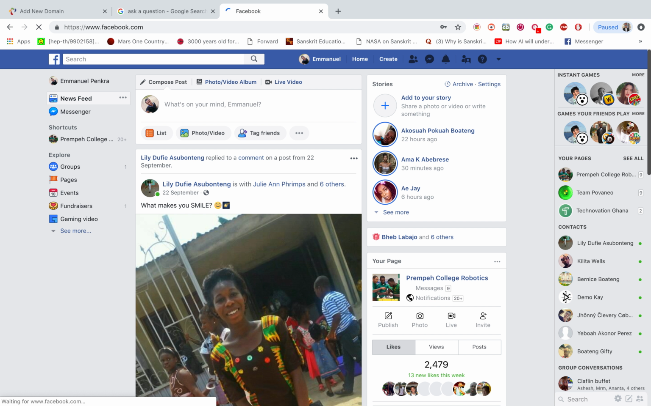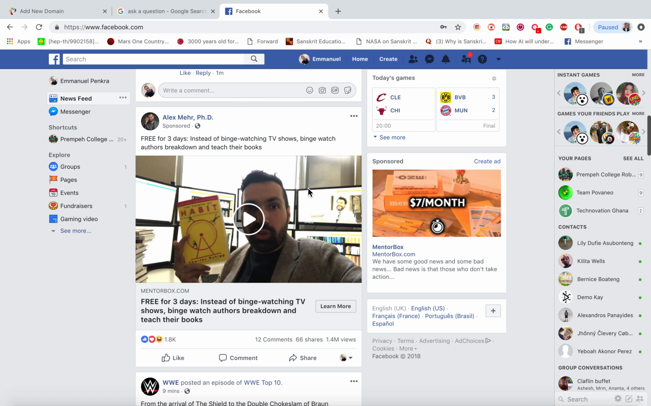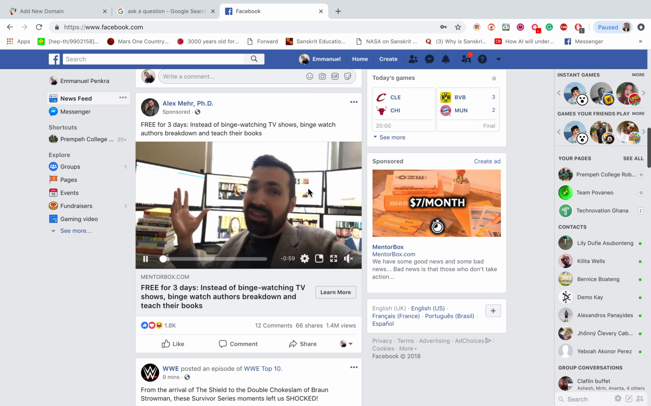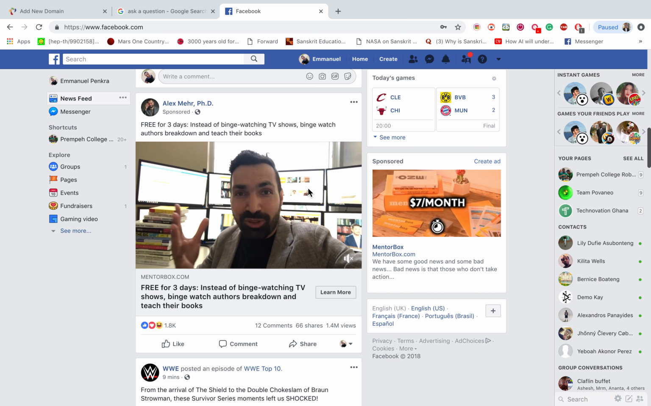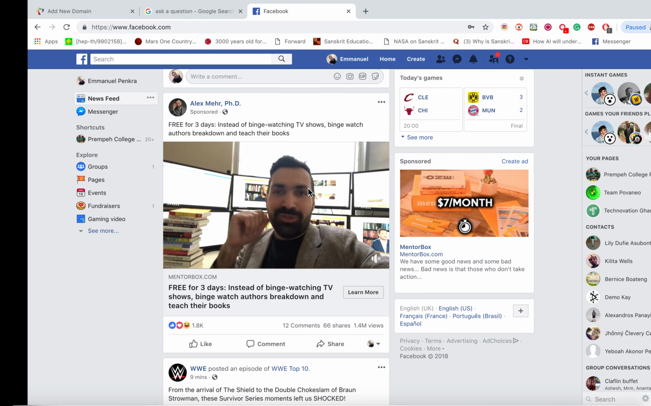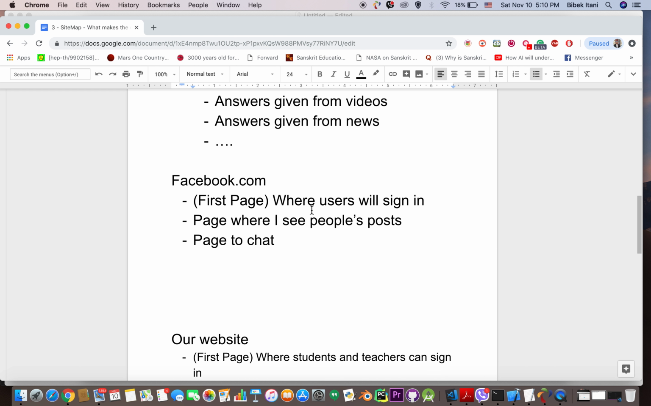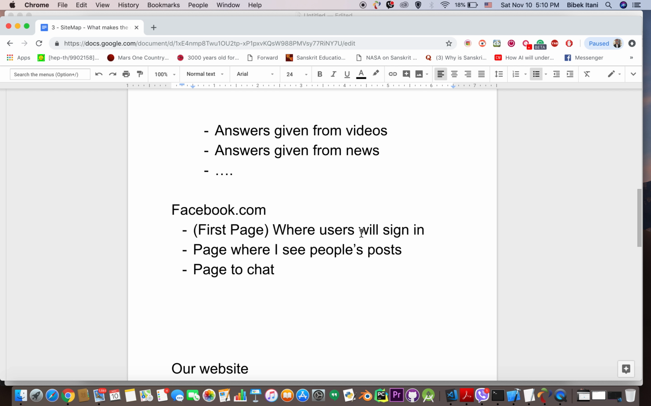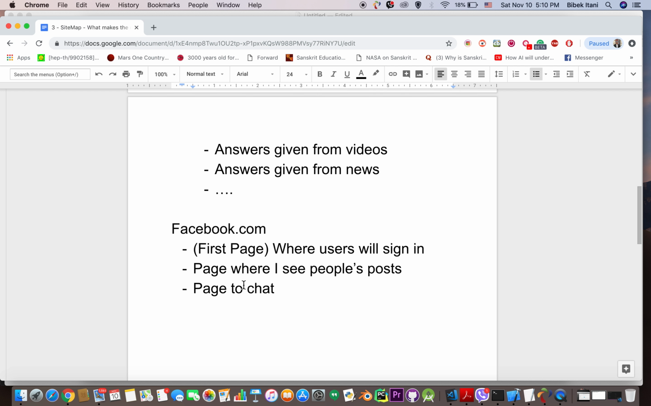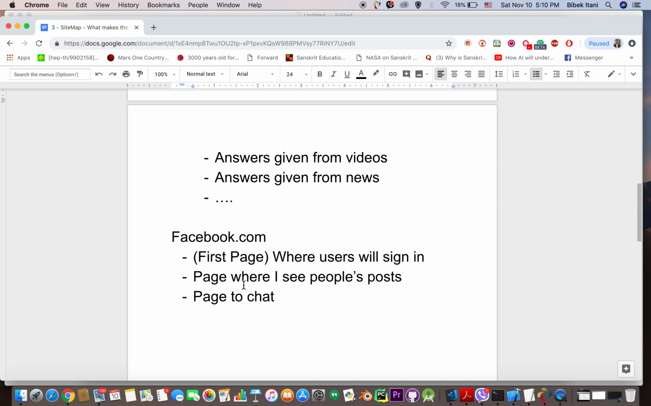So after you enter your email and password, that means they have an input page, a login page, and you see posts from friends. So that is Facebook's two main things which help them in their objectives. And the last thing is, maybe you can also go to see your messages. So in Facebook, you have a first page where users will sign in, a second page where I see people's posts, and a third page where people can chat. All the other things are extra. These are the main things which make up Facebook.